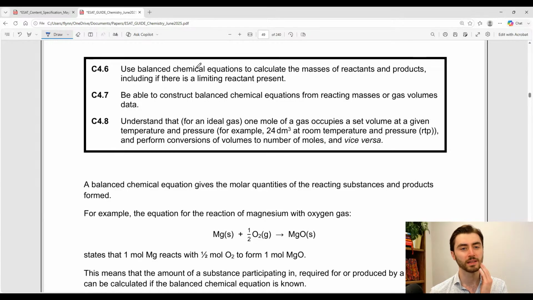So this thing, use balanced chemical equations to calculate the masses of reactants and products, including a limiting reactant. So this is using your mole calculations. In general, the theme is to work out the number of moles of the thing you're given. Use the equation to work out the ratio, and therefore work out the number of moles of the thing you want, and then work backwards to work out its mass or something like that. Working in moles as well for solutions and for gases.